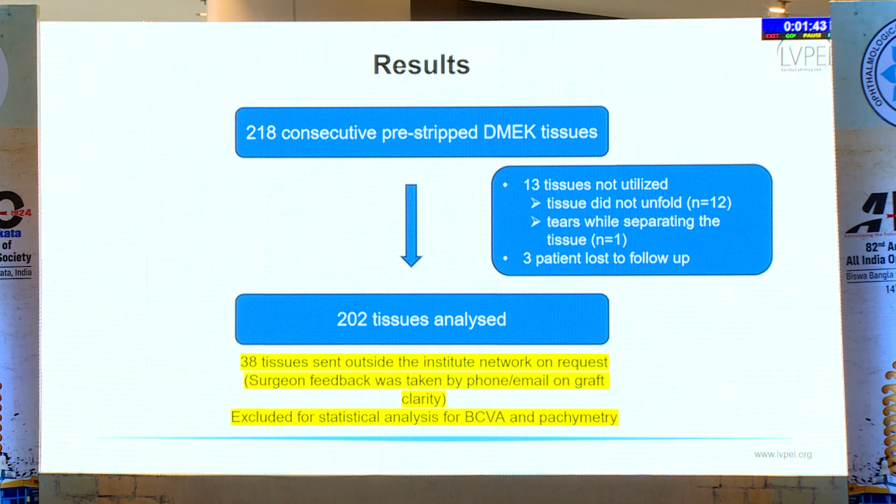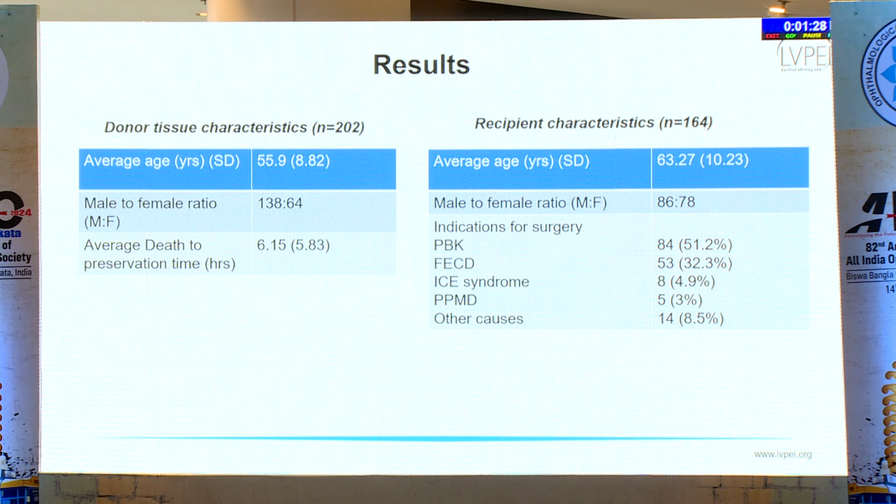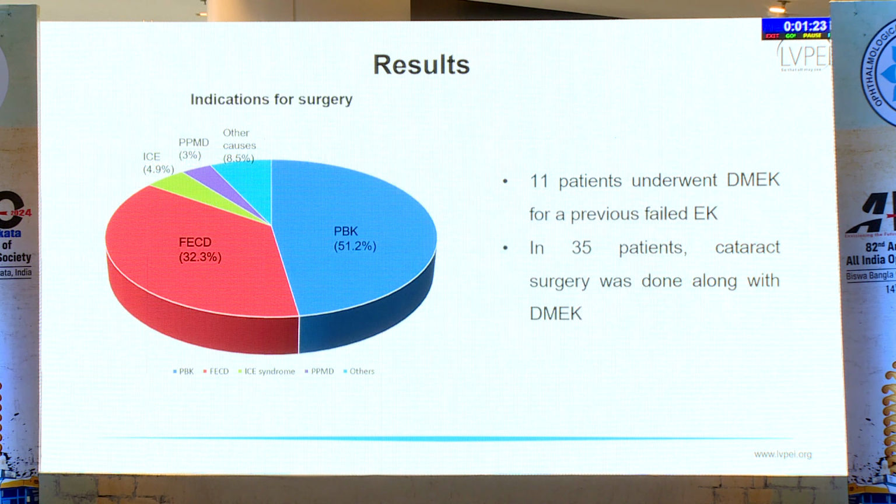Out of these, 38 tissues were sent outside the institute network on request. We excluded these tissues from the analysis for BCVA and pachymetry, and only surgeon feedback was taken regarding the rebubbling and other issues regarding the graft. These are our donor tissue and the recipient tissue characteristics. The most common indication for surgery was pseudophakic bullous keratopathy, followed by FECD, ICE syndrome, PPMD, and then followed by other causes like post-HSV. Out of these, 11 patients underwent DMEK for a previous failed graft, and in 35 patients, cataract surgery was done along with DMEK.